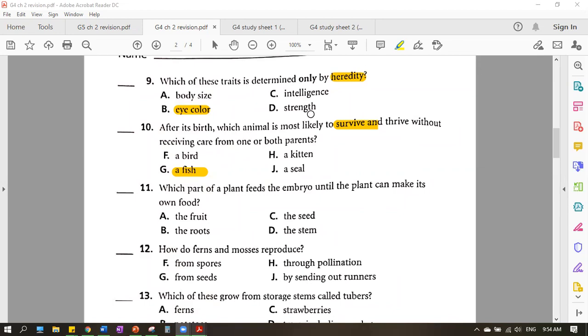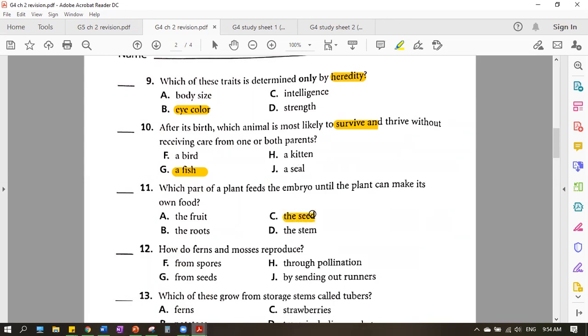Which part of a plant feeds the embryo, which is the baby plant inside the seed, until the plant can make its own food? Is it the fruit, the roots, the seed, or the stem? What do you think? C? I can't hear you. C, you mean the seed.